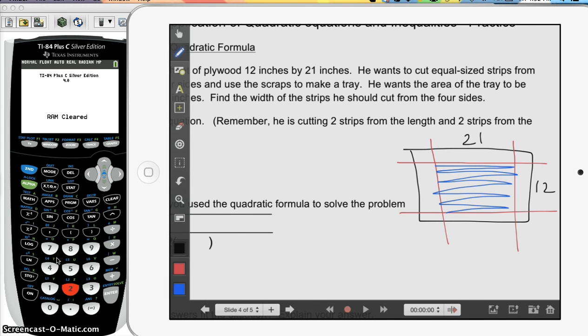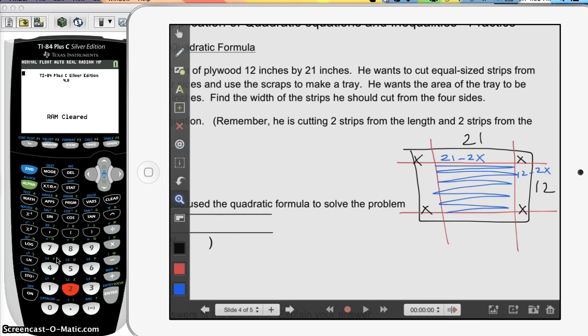So if he's going to cut x from here, we're going to say that the width of the piece that he's cutting is going to be x. So what's going to be left for the length is going to be 21 minus the 2 x's from each side. We have done something like this before, so I hope you see the similarities. And this was 12, but when you cut x on each side, now this part is going to be 12 minus these 2 parts, so 12 minus 2x.